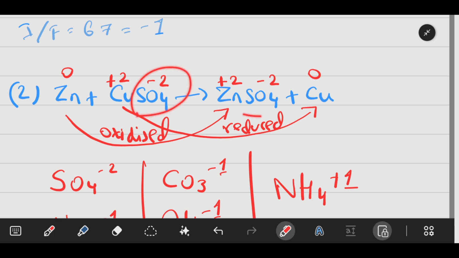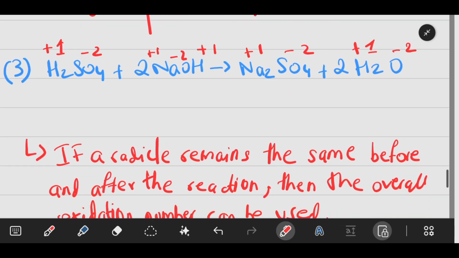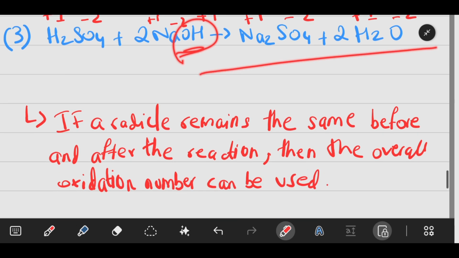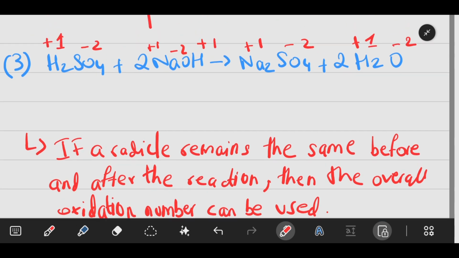It was the same before, it was the same after, so we used the overall oxidation number, which was a -2. As for the second equation, we also did the same thing. We had sulfate over here as well, sulfate over here as well. We just got away with writing a -2 because it remained unchanged during the reaction. Now as for OH, because it's changing, I don't see an OH anywhere in the product side, so I will not be using the overall oxidation number. Why? Because simple as that, it's changing and we will have to do it separately now. Okay, so I hope that's clear.